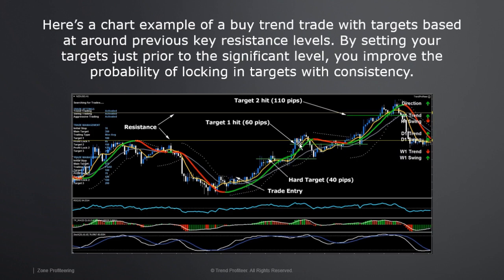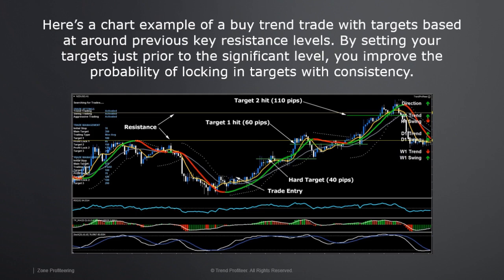So target one hit here just prior to the resistance level, and then another target placed here for target two, reaching 110 pips, again just prior to this resistance level. Now it did in this case make the resistance level, and that doesn't happen all the time, hence the reason why you place your targets prior to the key level, in this case the resistance level. So in this case it did reach it, it broke through, corrected a little bit, broke through again, and then finally collapsed. But there's no guarantee that would have happened, hence once again why we place our targets prior to these significant levels, because it increases the probability that they are actually going to be hit.